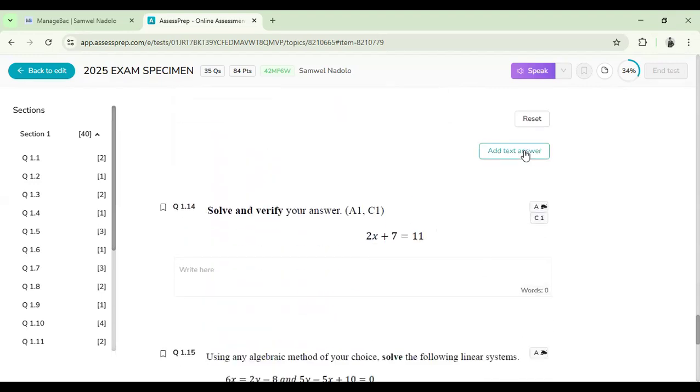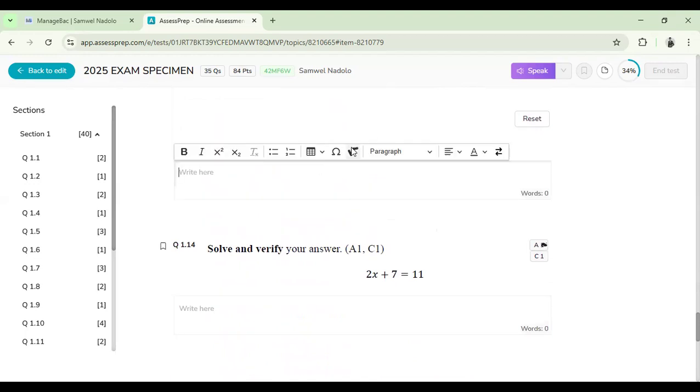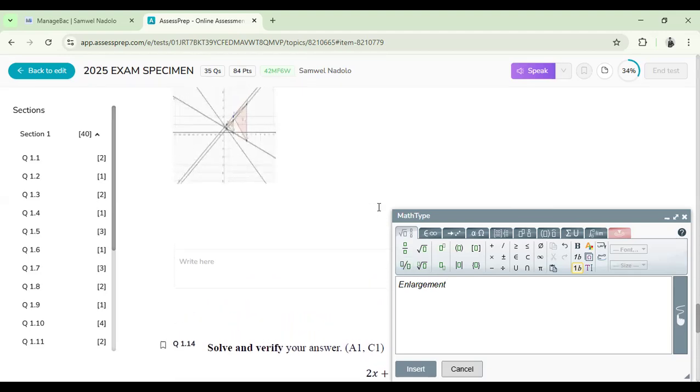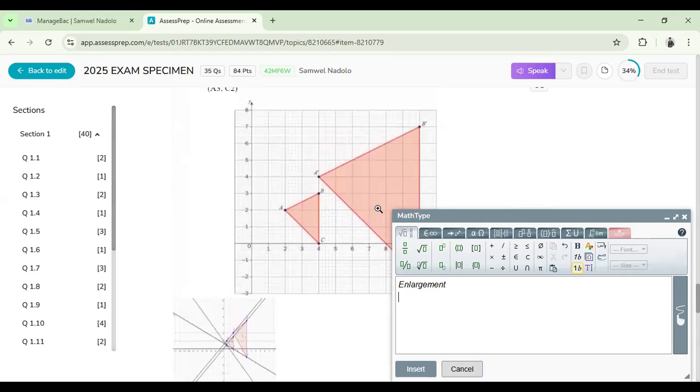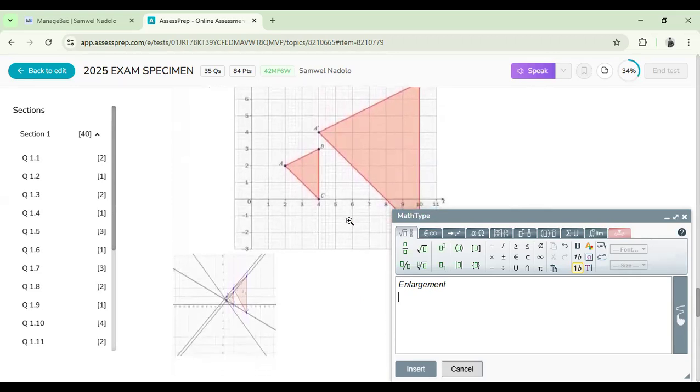So the first thing to state when you're answering the question, let me add a text answer, is enlargement. If you state enlargement, you get a mark for saying what is happening. And enlargement is described by the center of enlargement, and also by the scale factor of enlargement. So two things: center of enlargement and scale factor of enlargement.